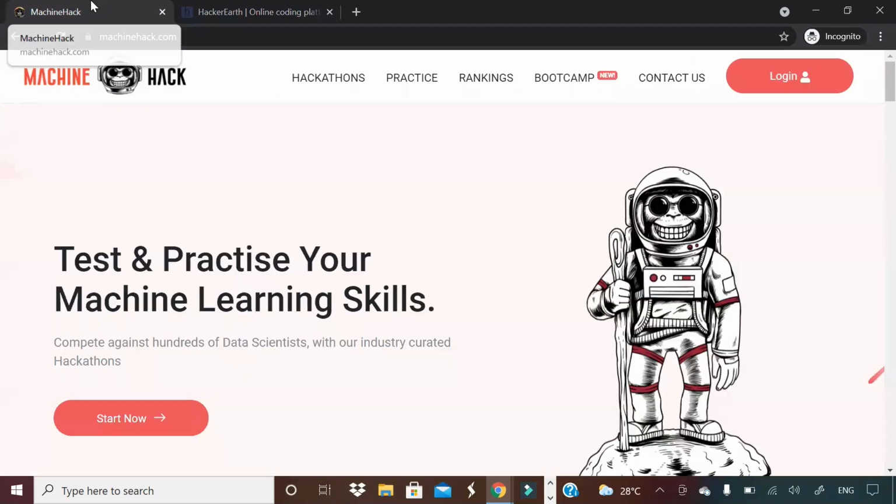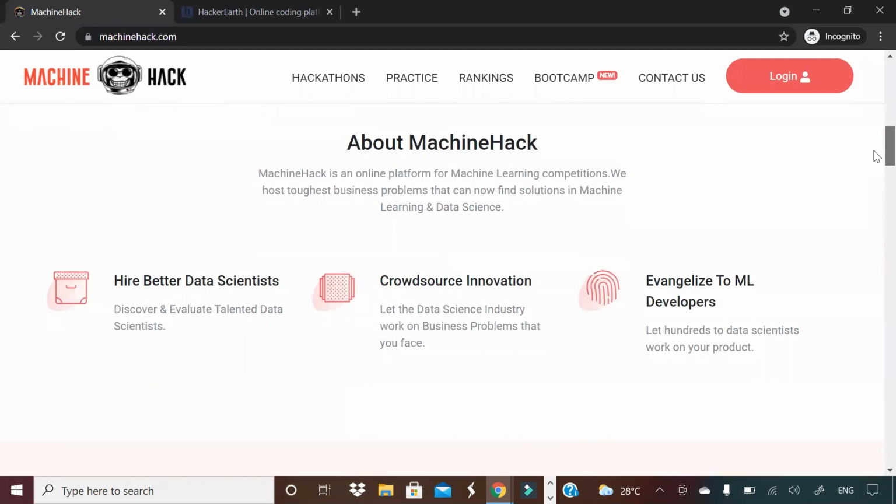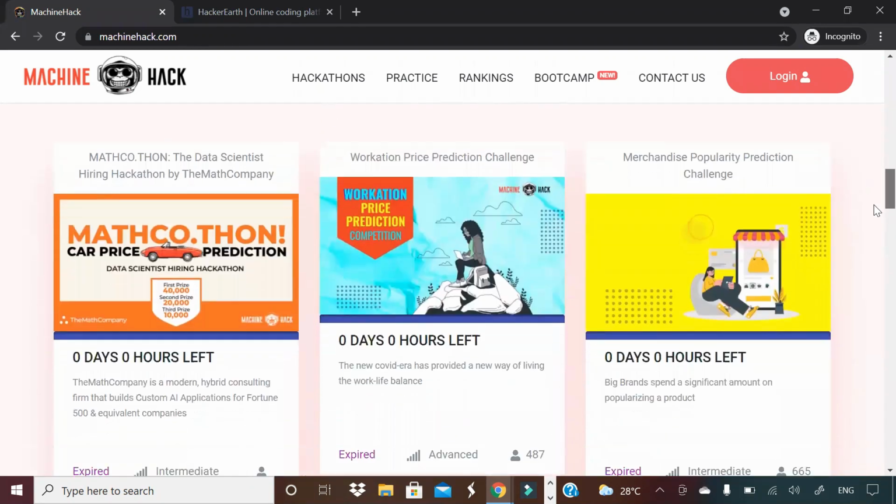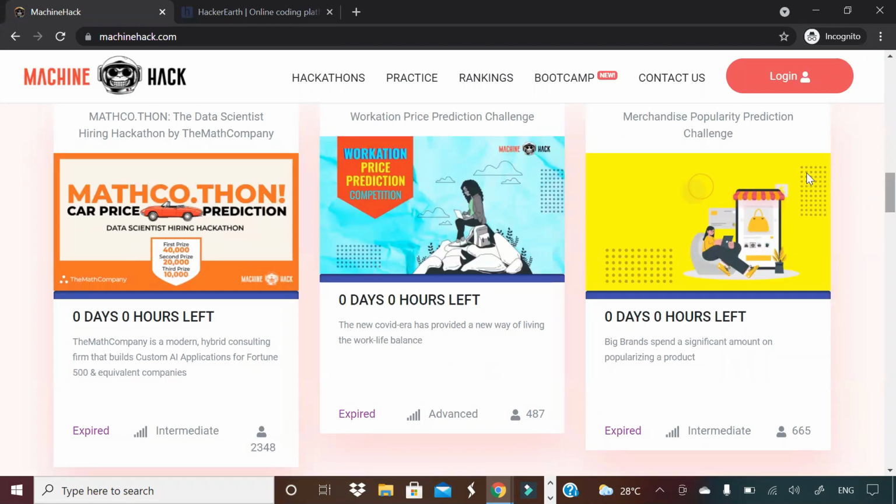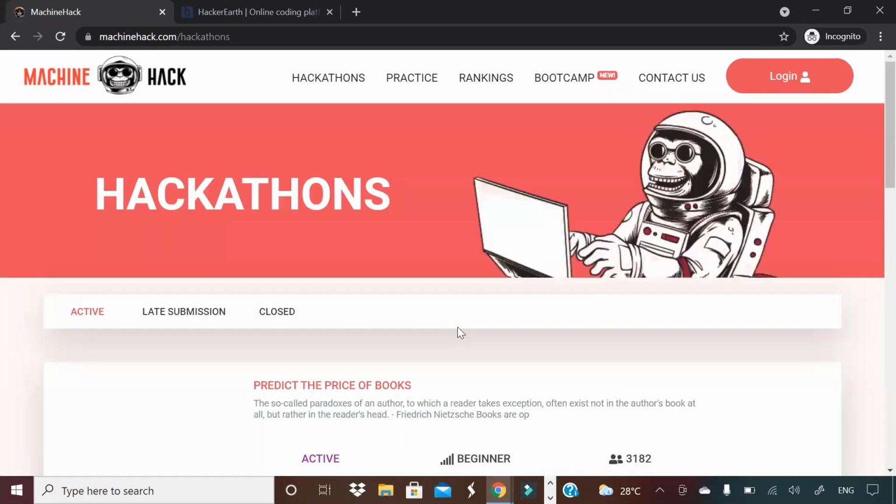What is the other platform I want to talk about? MachineHack. So what is MachineHack? It says compete against hundreds of data scientists with our industry curated hackathons. Okay. And what is special about these portals is, if you see, many companies have registered for these portals. Again, hire better data scientists, discover and evaluate talented data scientists, right? So organizations can come and register here. Same way, there will be hackathons. For example, you can see a few of the hackathons, Worktheon Prize Prediction Competition. This is one hackathon. Then there are other hackathons you can see here, right?